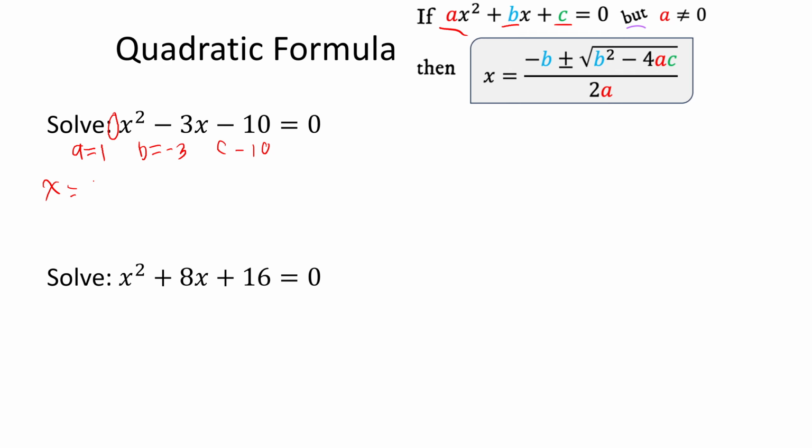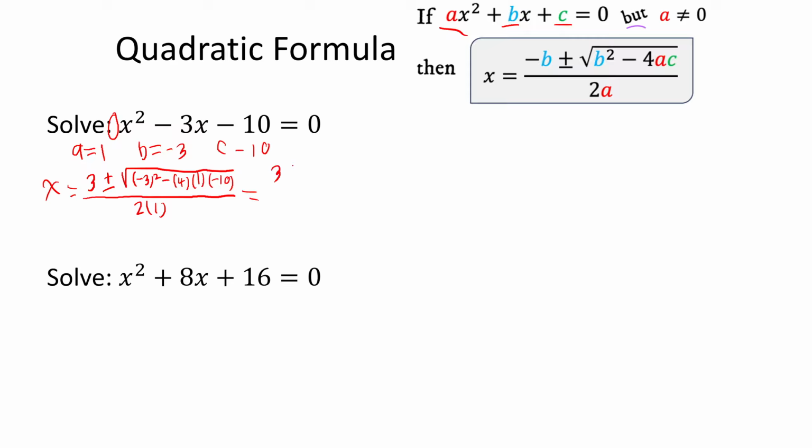But we get negative 3. But it's a negative b up front. So the negative and negative make a positive. Plus or minus the square root of b squared. So I like to put my negative 3 in parentheses, squared, minus 4 times a, which is 1, times c, which is negative 10. All over 2a. So 2 times 1. And now we can start solving this.